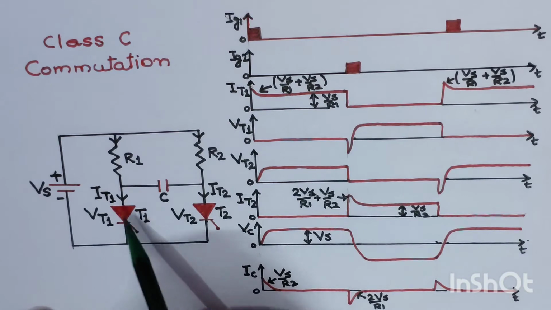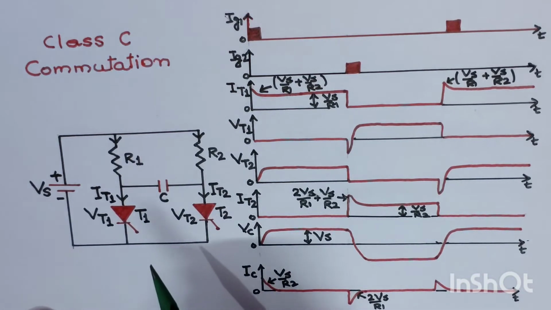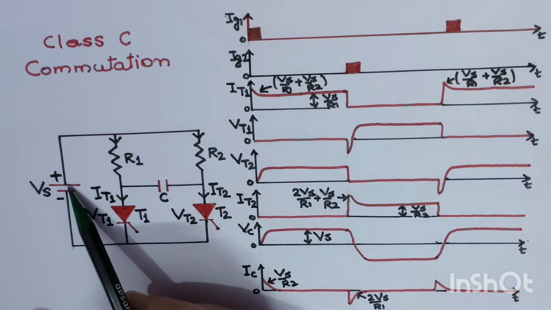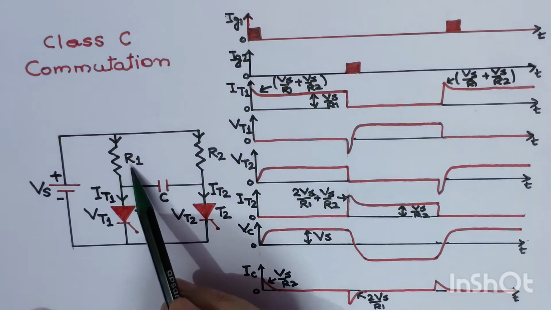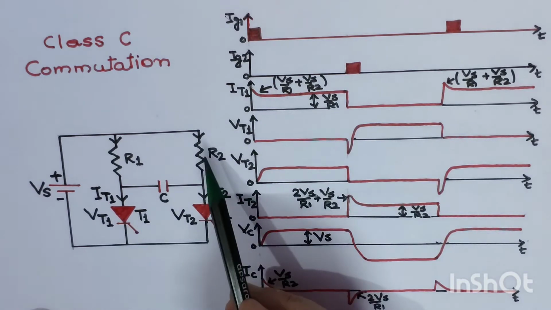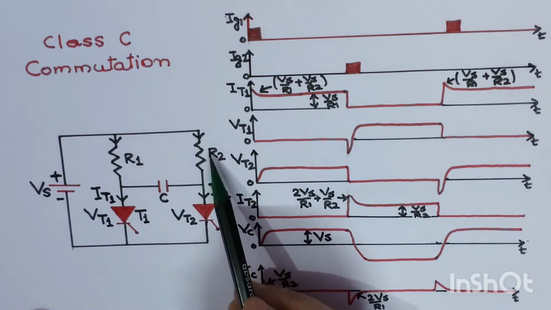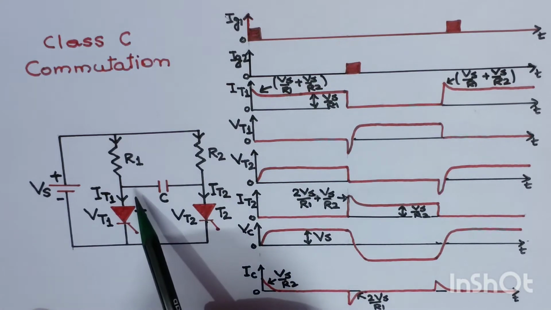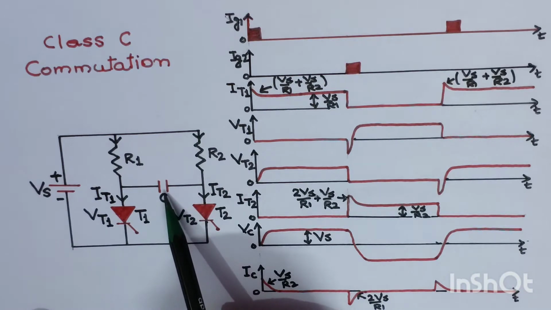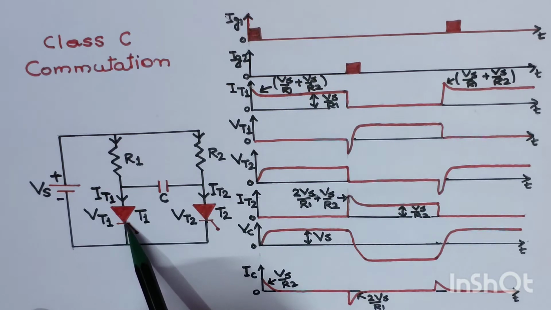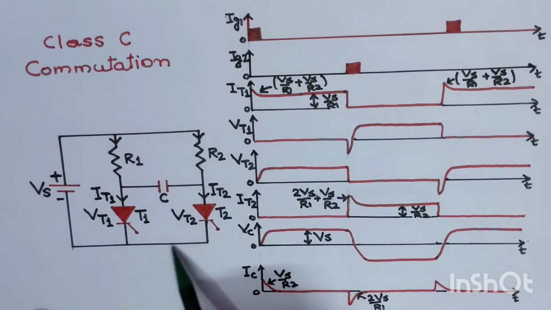We will first see the circuit diagram of this class C commutation. What is the circuit diagram? We have a supply voltage Vs, the DC supply. Then we have a resistance R1 connected through the thyristor T1, and another resistance R2 connected in the branch of the thyristor T2, and in between both the thyristors we have connected a capacitor C. This is the T1 thyristor, this is the T2 thyristor, and both are connected with a common branch to the supply negative.